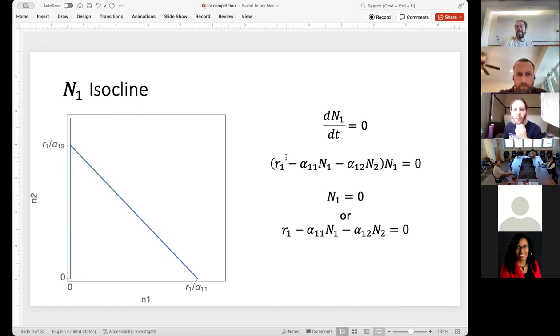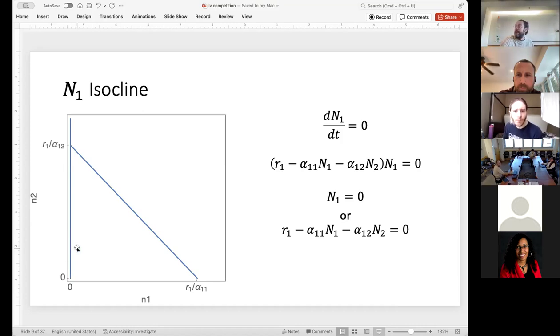And so it'll stay like that forever. Alternatively, the stuff in parentheses could equal 0. We can interpret this as the realized per capita growth rate of our species N1. So the N1 isocline has two parts: either N1 equals 0, or this other stuff equals 0, which you can rearrange and see is a straight line with negative slope. Right?